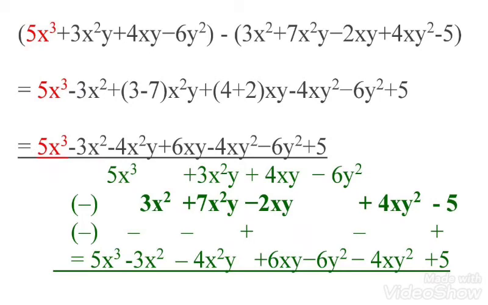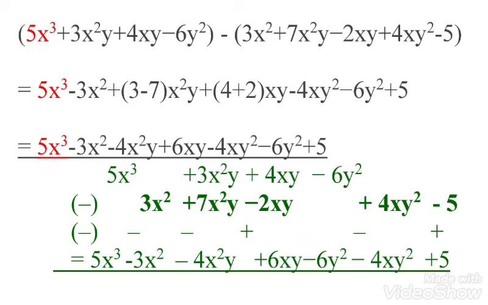3 minus 7 x square y. Now plus 4 plus 2, 4xy minus 2xy. Minus 2 will be converted into plus, so 4 plus 2xy. And the rest will remain same. The rest, we are not going to make any change except plus or minus operator.